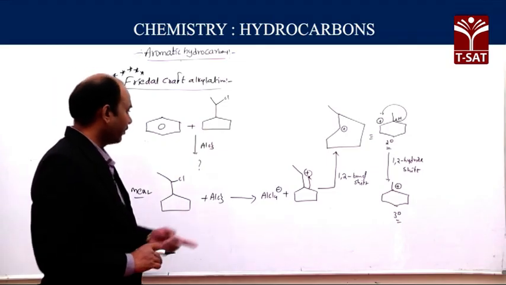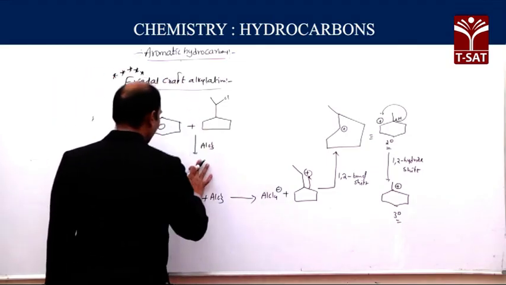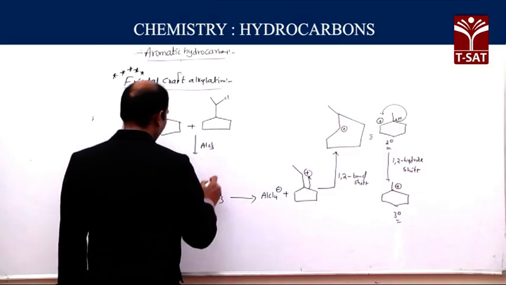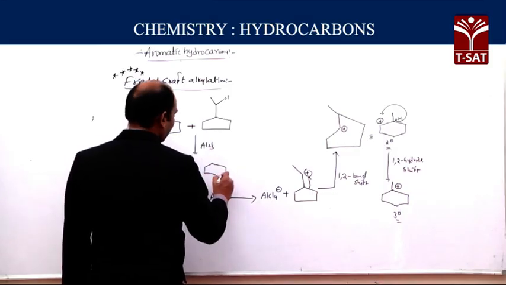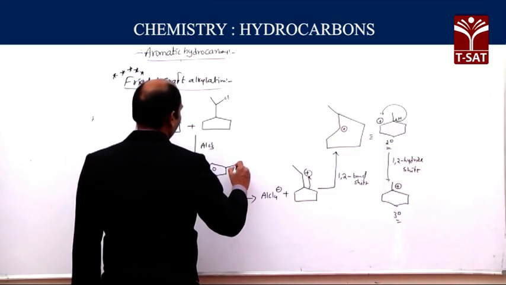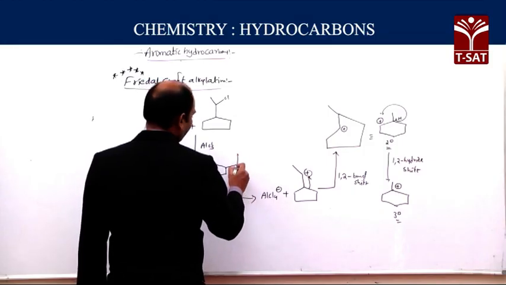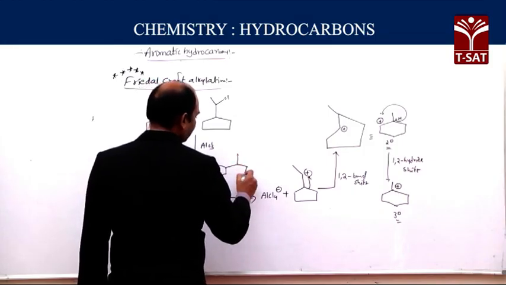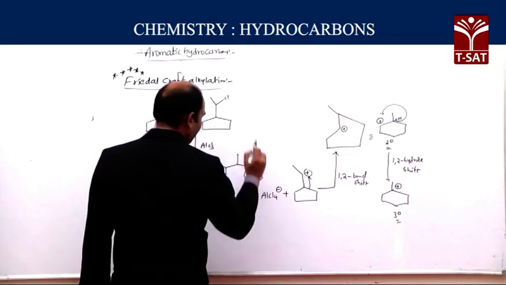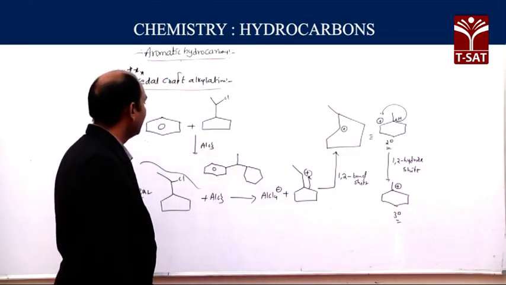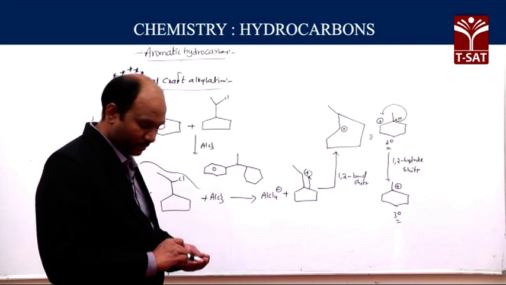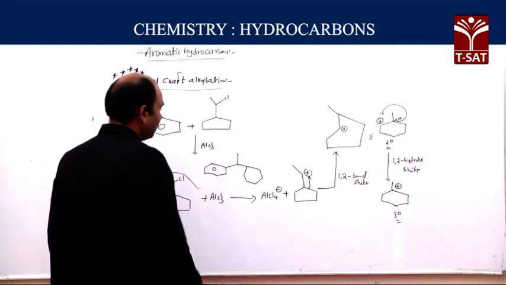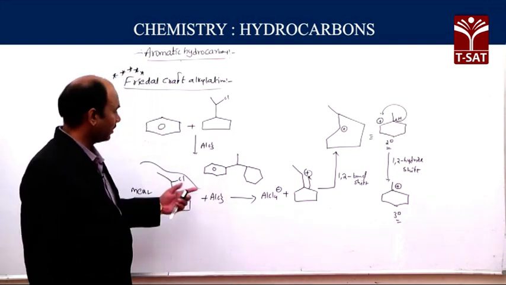Now the formed electrophile is that one, and this is the major product of this reaction. This is the major product formed in Friedel-Crafts alkylation. So here, if we observe, that is benzene, this compound.